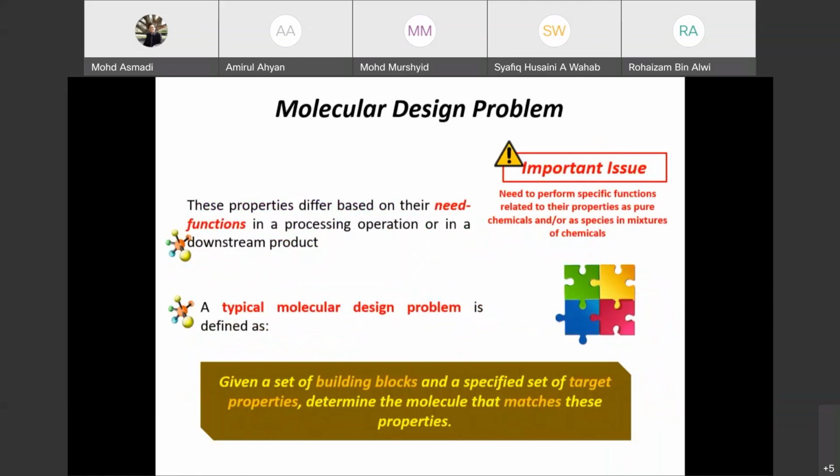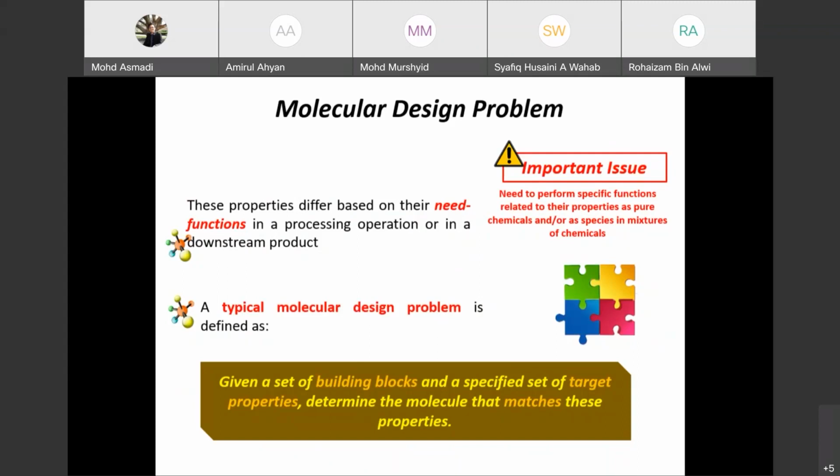Okay. For the molecular design product, okay, actually the properties difference lah. Okay, based on the needs and function. Yang ni qualitative and the quantitative lah. Okay. In the process operation or in the downstream product. Okay. So kalau typical molecular design problem kalau tengok kat sini adalah given a set of building blocks and a specified set of target properties, determine the molecules that match these properties.